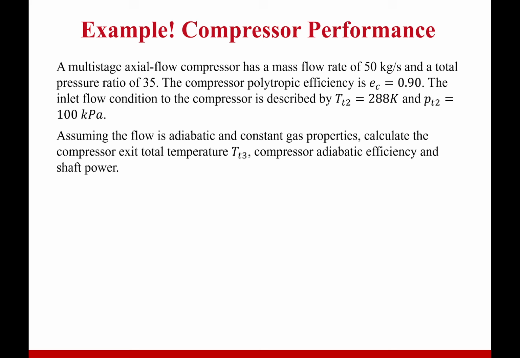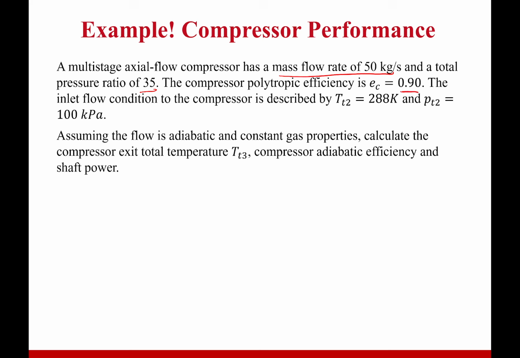So we're going to have a multi-stage axial flow compressor. Don't worry about the multi-stage and axial flow, it's just a compressor. And it has a mass flow rate of 50 kilograms per second and a total pressure ratio of 35. That's nice, it gave us the total pressure ratio from the start. The compressor polytropic efficiency is 0.9.